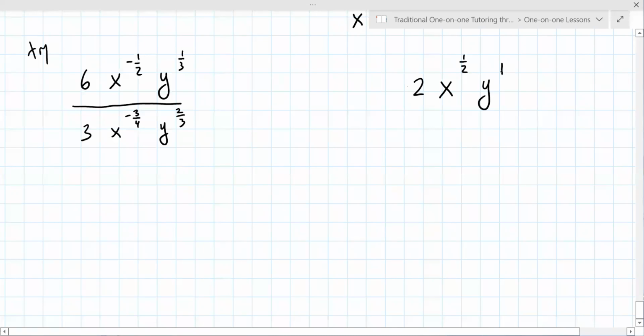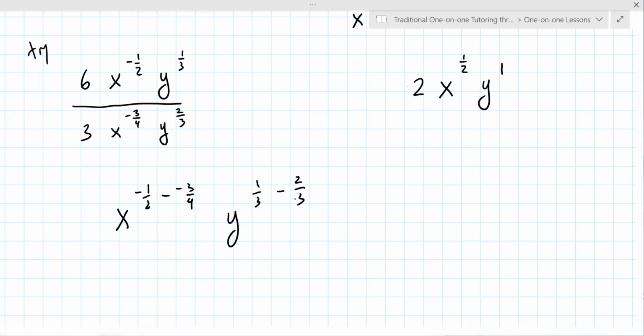Okay, so remember the key here is that when you're dividing, you're subtracting the exponent. So it's -1/2 minus a -3/4. Y to the 1/3 minus 2/3. I think that'll change. I hope that changes your answers here a little bit.